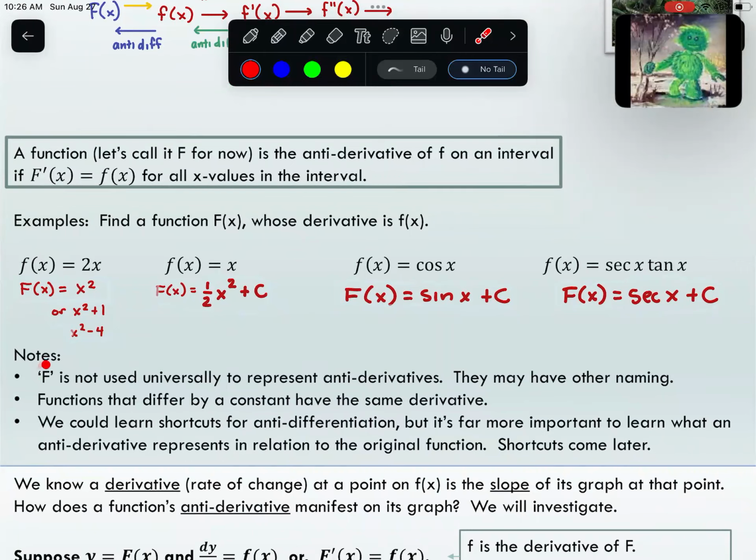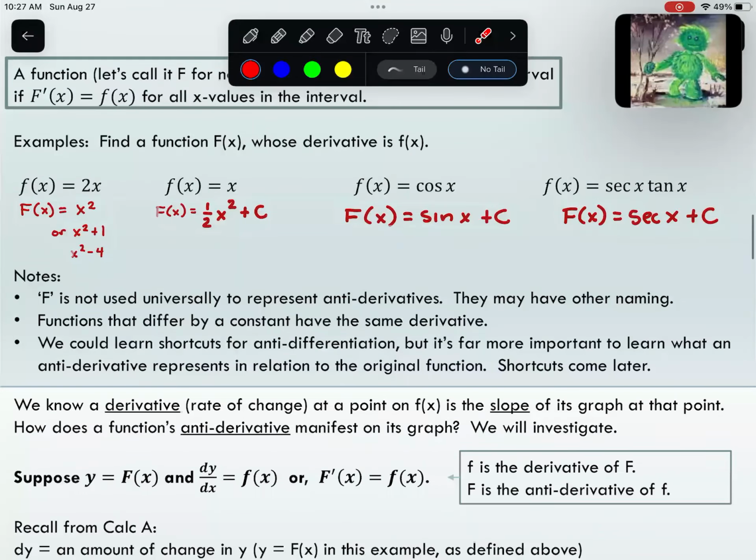A couple notes: capital F is not a universally recognized notation for an antiderivative, so we should not be using capital Fs on an AP prompt without explaining what it is and expecting a grader to know what you're talking about, okay? As we saw just above, functions that differ by a constant have the same derivative. And again, as I mentioned a moment ago, we could learn shortcuts for this, but it's more important to first figure out what an antiderivative actually tells you, okay? So let's start getting into that part of the story as we scroll.